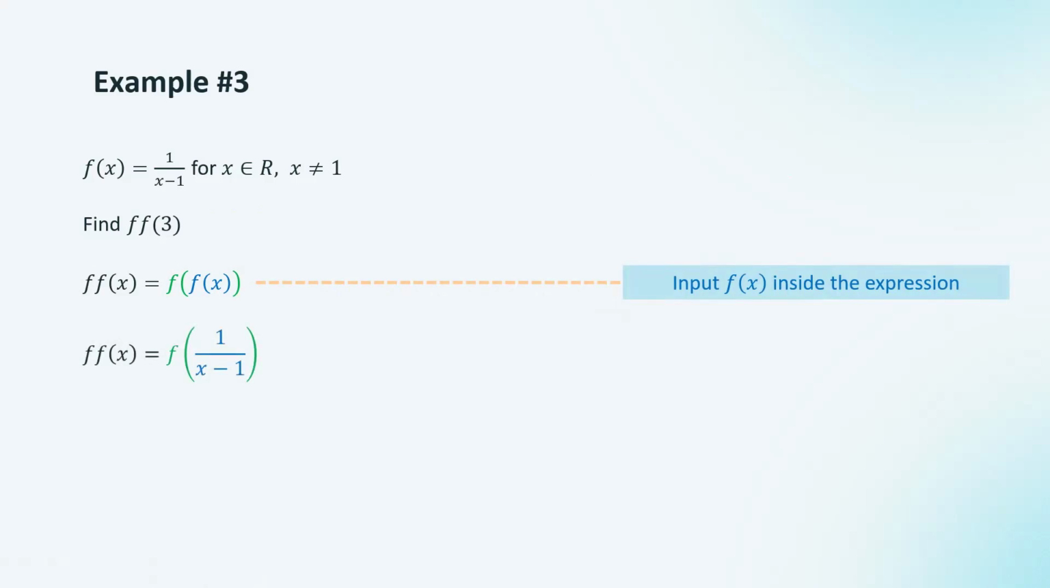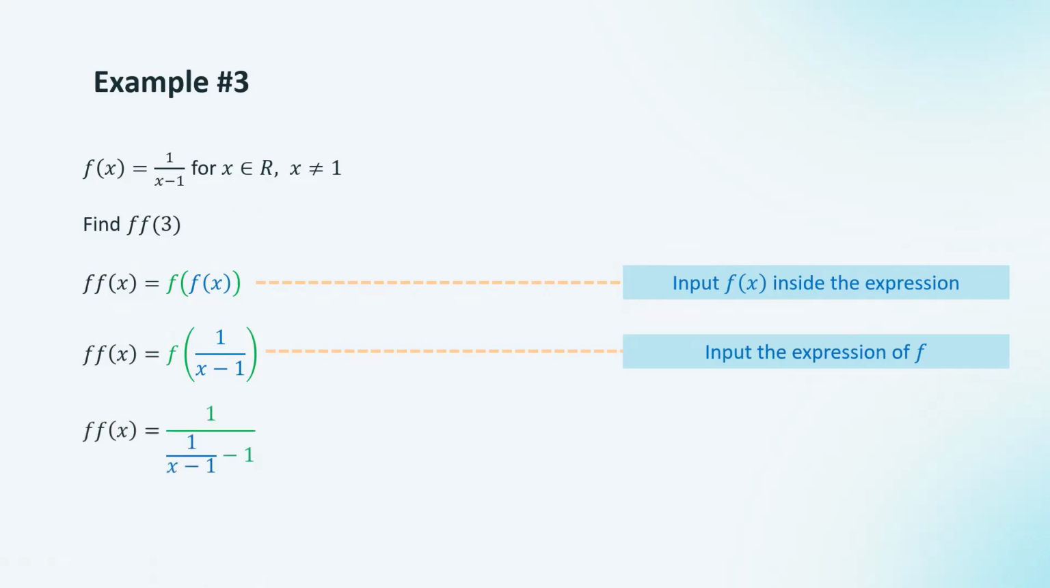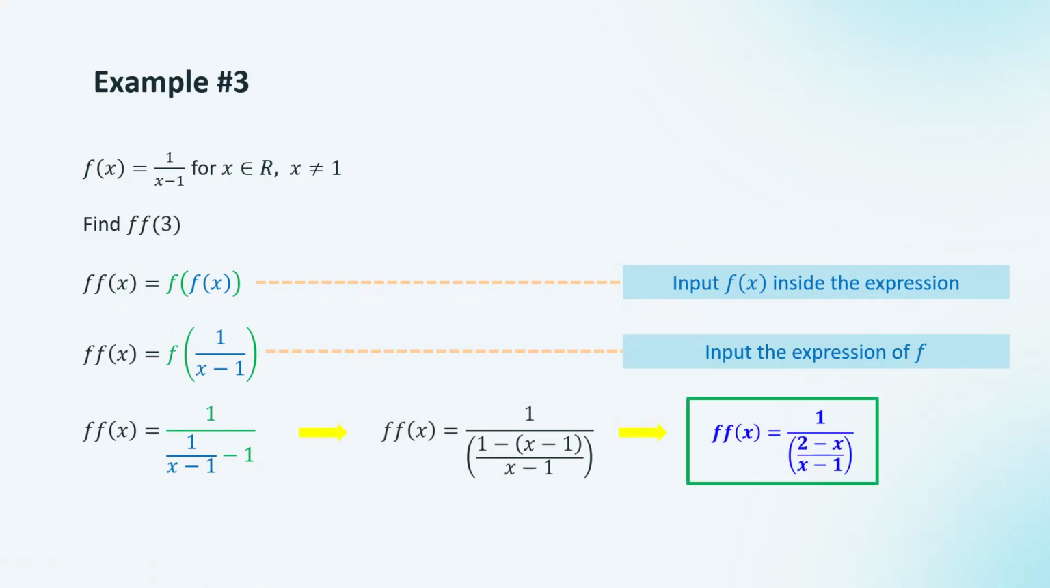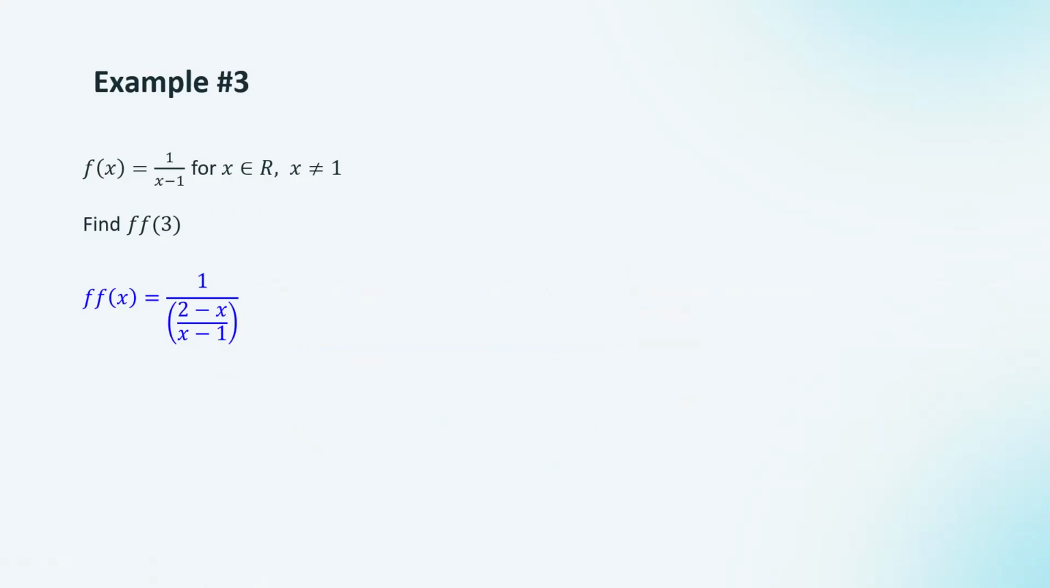And then we can try to input the expression of f again. So we can try to replace the x with 1 over x minus 1, which will look like this. Now, I will try to simplify this a bit so that you can get a simpler expression. So first, we can try to simplify the denominator, and then we know that we can get this expression. Continuing from the expression before, we can try to flip the fractions. So this is the simplified expression of f(f(x)).